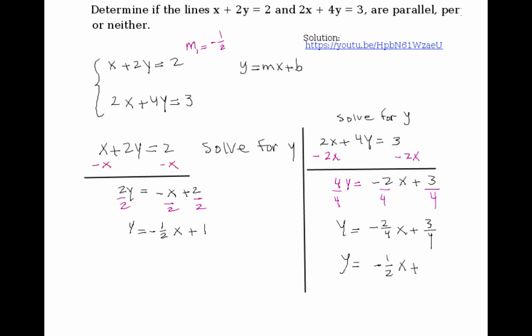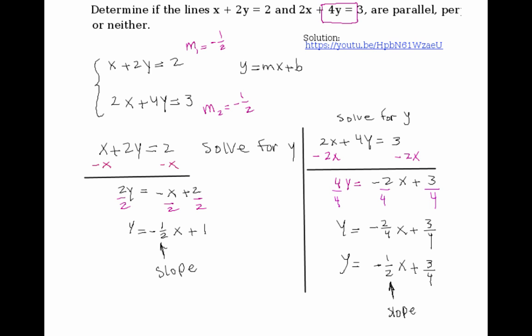So what's the slope of the second line? Remember, this was the slope, right? Exact same slope then, right? So the slope of the second line also is the same as the slope of the first line. So what would be my conclusion here? If the slopes are exactly the same, it means the lines are parallel, right? The two lines are parallel and the slopes are exactly the same.